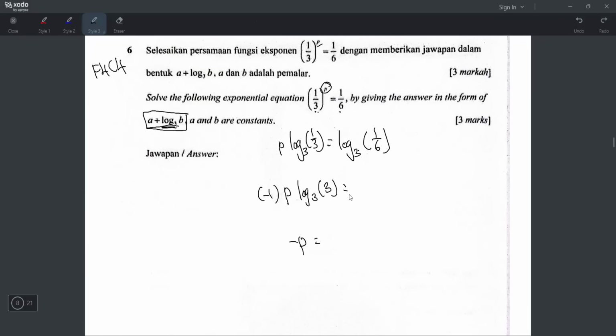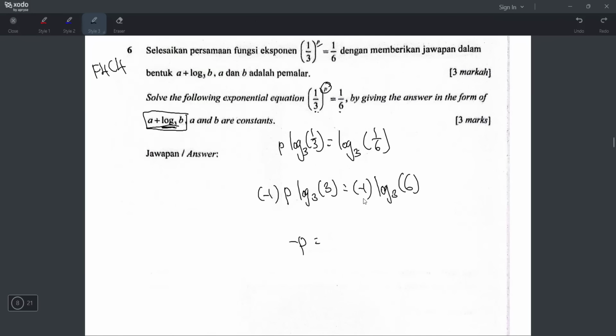Understand? But for the 1/6 and 3, I feel like they don't have any connection, because 6 cannot change to base 3. I told you already, 3 power 2 is not 6. 3 power 2 is 9. So I think I'm stuck here, but it's okay. We will just change the 1/6 to 6 power negative 1, just like what I did here. And then the negative 1, I can put in front here.